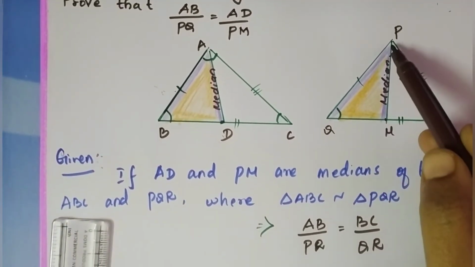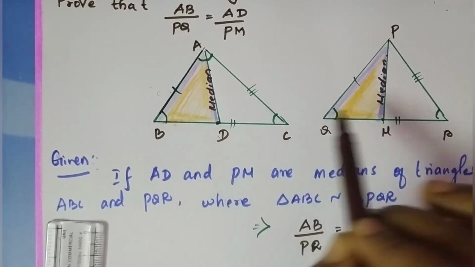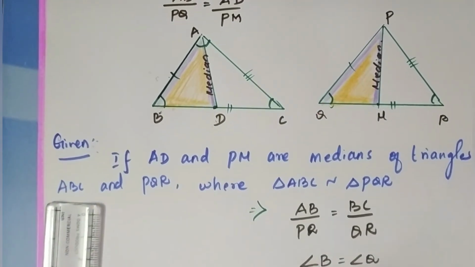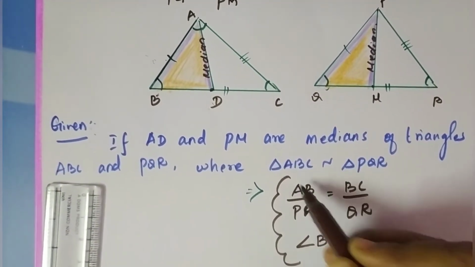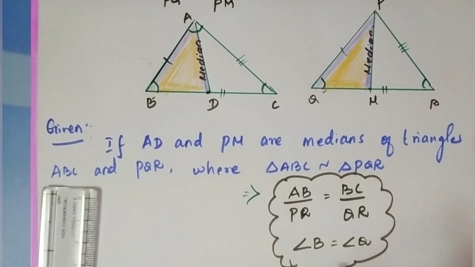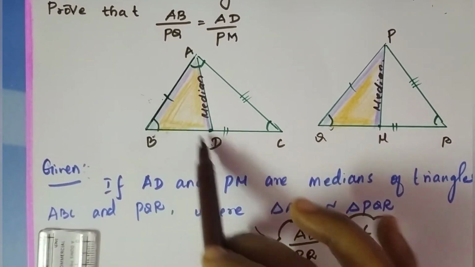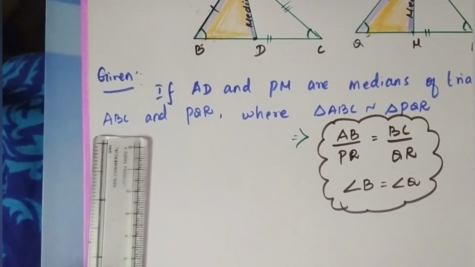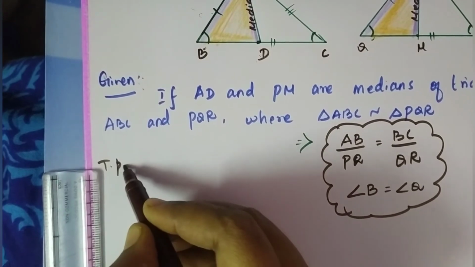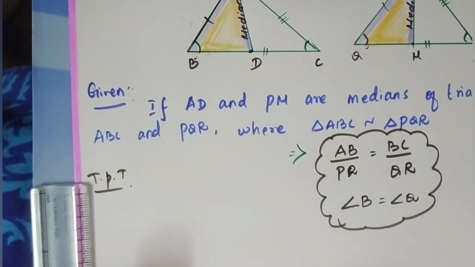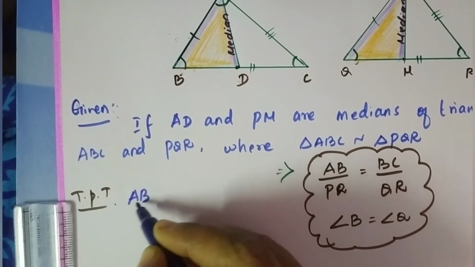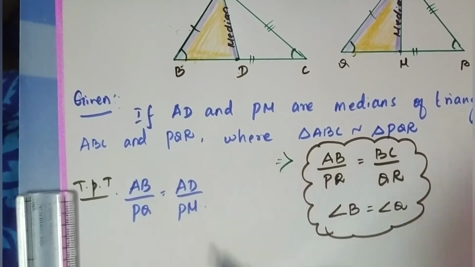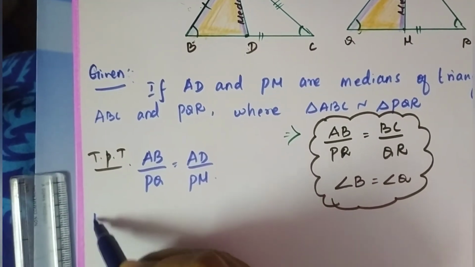But we have to prove that these two triangles are similar. For that I am going to take B and Q alone. Clear? For that only I have taken these two sides, AB, BC, PQ, QR. Clear? And what we have to prove? AB divided by PQ, AD divided by PM. Proof.